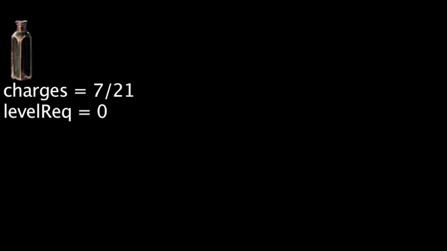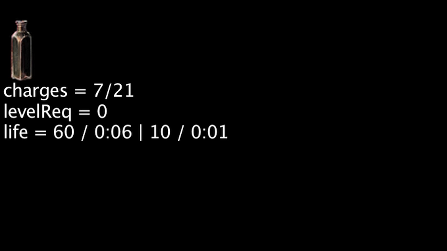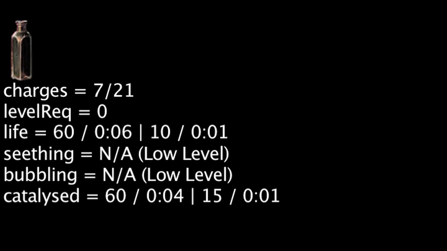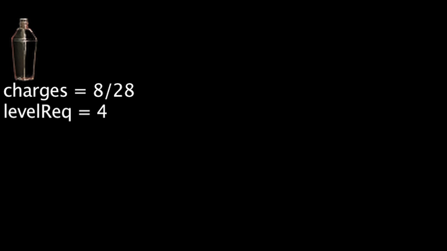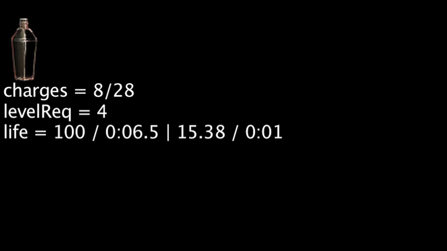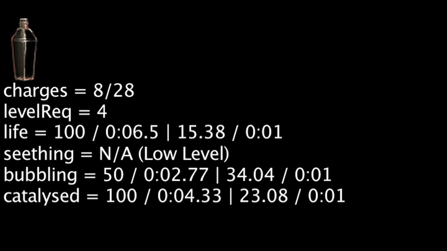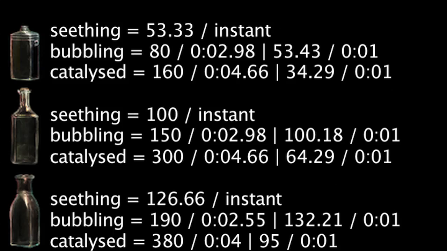There are 10 different types of life flasks ranging from small to sanctified. Let's start from the top. A small life flask will restore 60 life over 6 seconds. The catalyst prefix will grant the most life per second. A medium life flask will restore 100 life over 6.5 seconds. Here, the bubbling prefix will grant the most life per second. The bubbling prefix will grant the most life per second to large, greater, and grand life flasks as well.